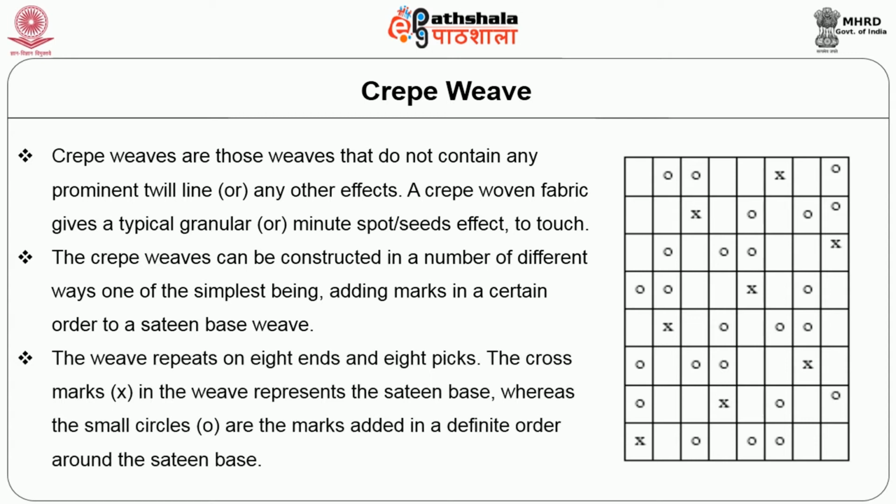The construction of a crepe weave on an 8-thread regular satin weave is illustrated in figure 4.1. The weave repeats on 8 ends and 8 picks. The cross marks in the weave represent the satin base, whereas the small circles are marks added in a definite order around the satin base. Now here in the figure you can see the cross marks are the 8 thread satin working on a 3 move to the right, whereas the circles are the crepe marks which are added around along the cross marks to produce a granular effect or the crepe weave effect.